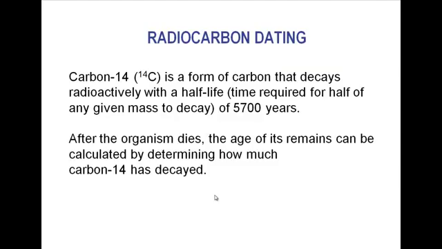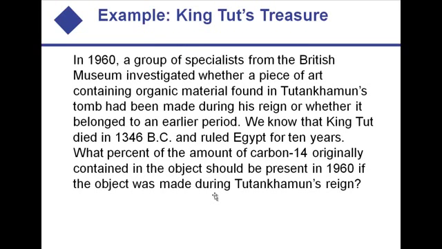Radioactive carbon dating is a common example of this half-life idea. So we can see that this carbon-14 decays radioactively with a half-life of 5,700 years. After any organism dies that contains this carbon-14, and just about everything does contain it, the age of its remains can be calculated by determining how much of the carbon-14 has decayed. So in 1960, a group of specialists from the British Museum investigated whether a piece of art containing organic material found in King Tut's tomb had been made during his reign or whether it belonged to an earlier period.